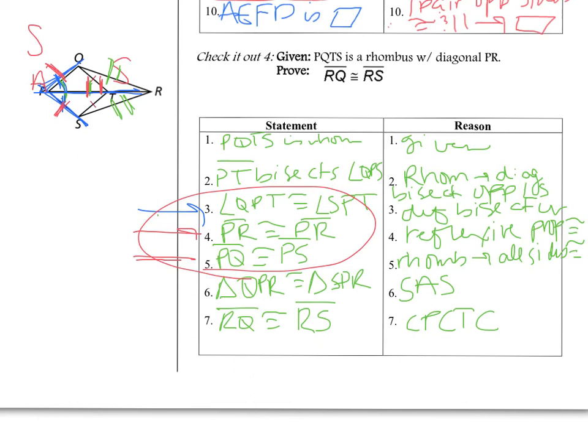Okay, so this is it for 6.4. We will go over it and do some more problems like this in class tomorrow, and then we will do 6.5 for tomorrow night's homework.